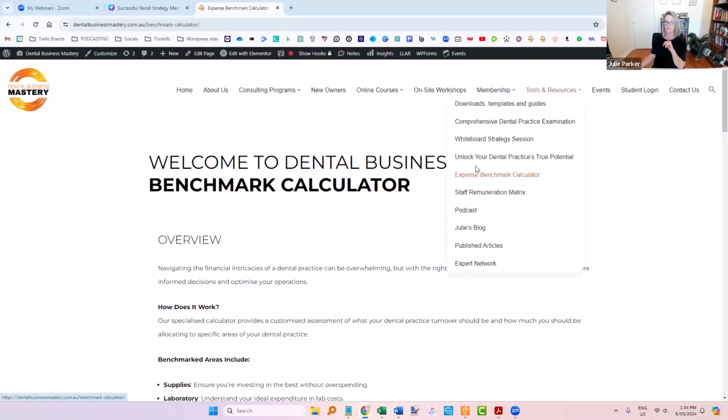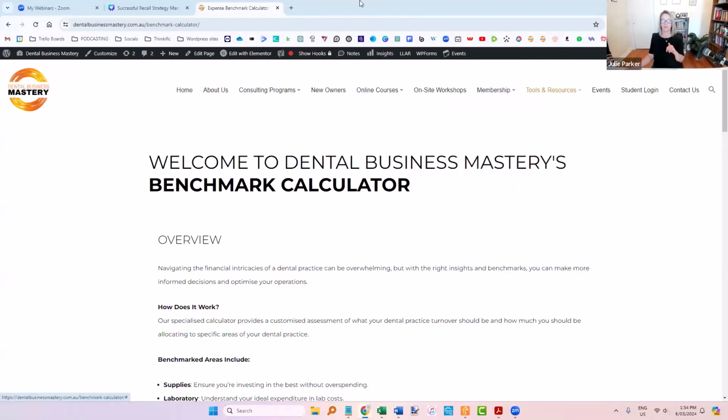We've also got the staff remuneration matrix. We've got the comprehensive dental practice examination, all free, just for you. We've got a whole bunch of podcasts and blogs and articles as well. So it's not shy of information.